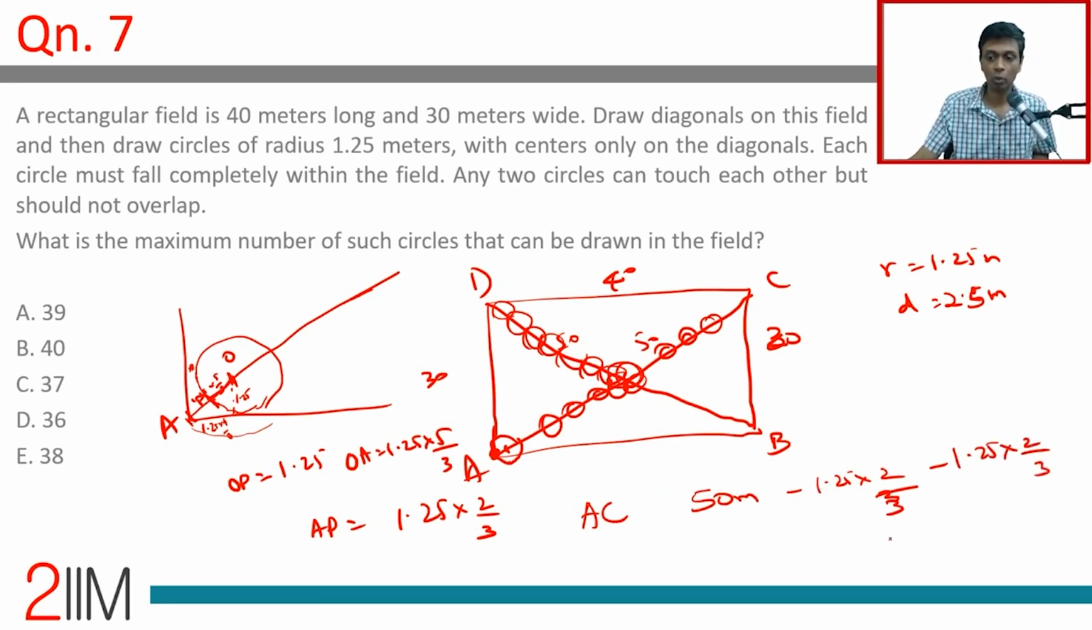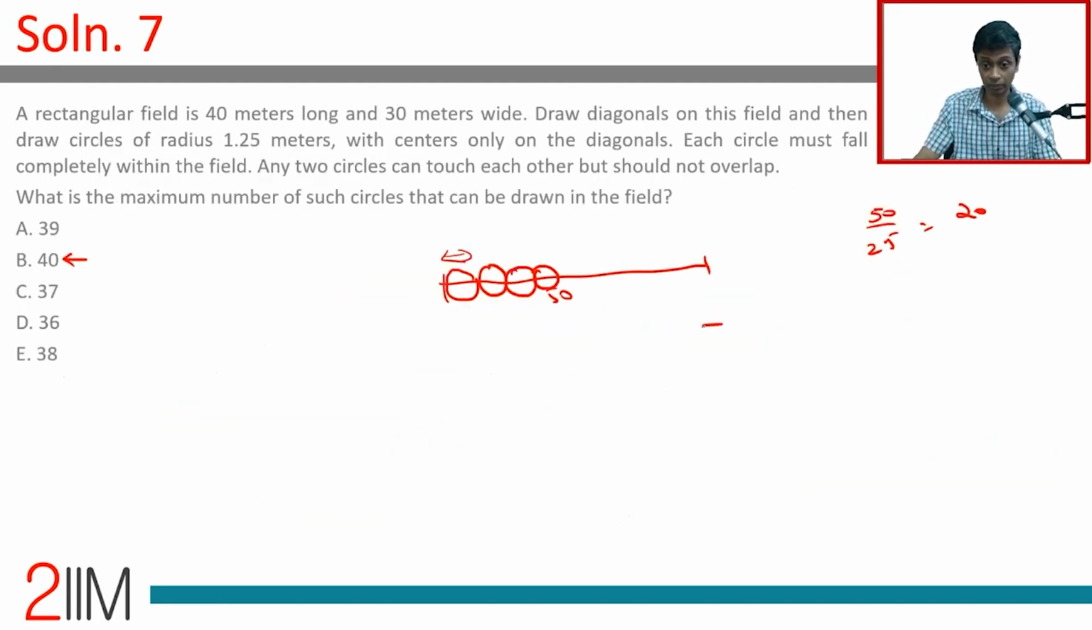And so 2.5 into 2 by 3 is lost, 5 by 3 is gone, and 1.25 into 2 by 3, that is 2.5 into 2 by 3 is lost, 5 by 3 is lost, 1.67 is lost. Brilliant. So we cannot draw 50 by 2.5 on this. So out of the 50 meter length, we subtract 1.67, we get 48.33.